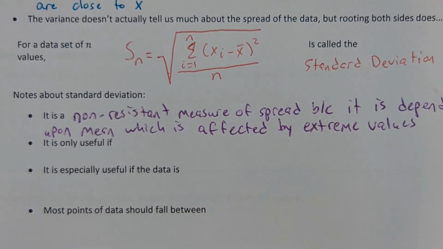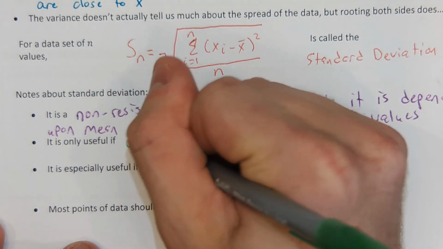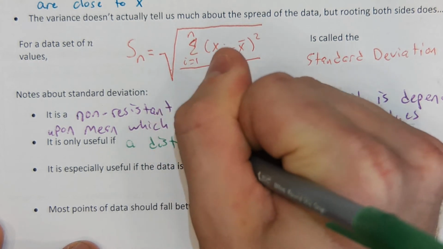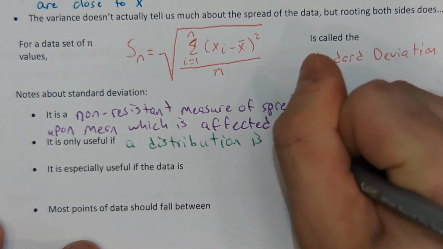So when is standard deviation useful? Well, it's actually only useful if a distribution is relatively symmetric. So it's only useful if a distribution is relatively symmetric.